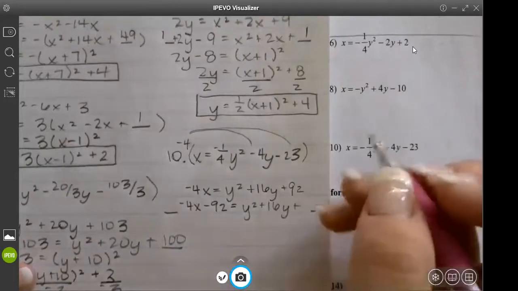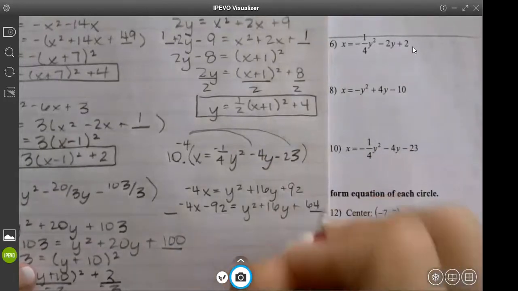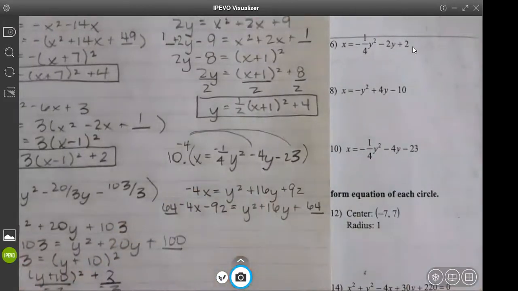16 divided by 2 squared is 64. I don't know where the calculator is today. Put it up to charge. All right, 64 minus 92.